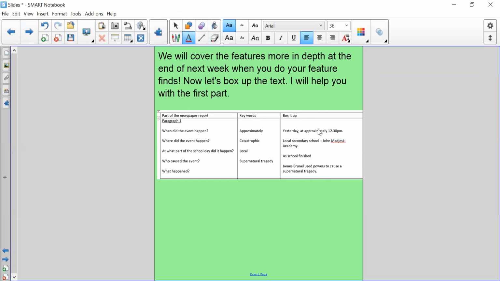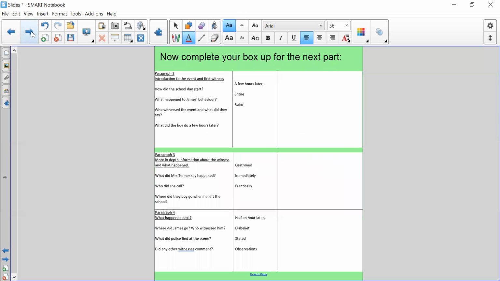And this is what you are going to complete for the rest of the report. And it is just answering the questions on the left-hand side to help you with what goes in what section of the newspaper report. So this is what you're going to do for the next part. I've separated the newspaper report into sections. I've put keywords in the middle and asked key questions for you to answer on the right-hand side.